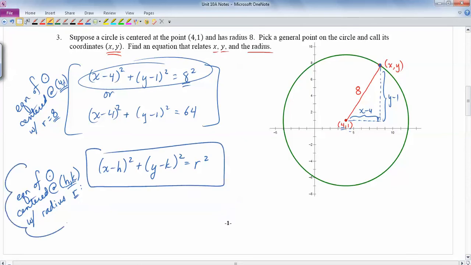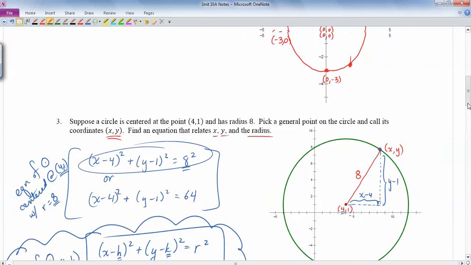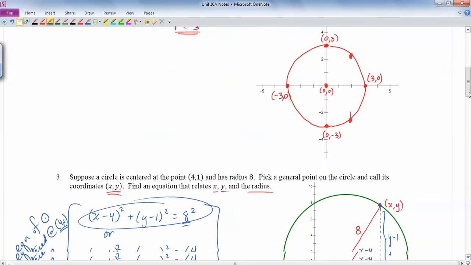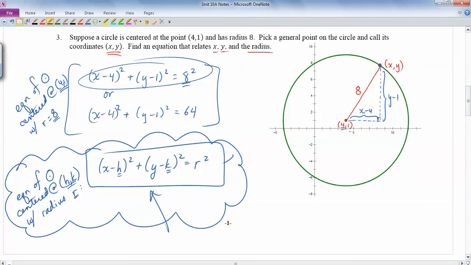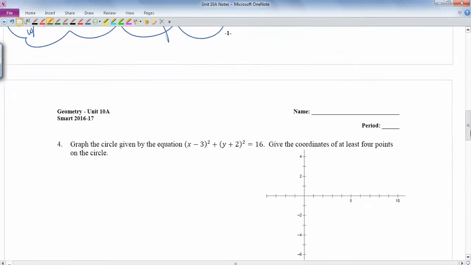So this is kind of the takeaway for this. Now it turns out this is all you need, because if it's centered at the origin 0, 0, then h and k are zeros, and you end up with the equation that we got in number 1 right here. Right? Okay, so this is a huge idea for this unit right here. This gives you the equation of a circle centered at h, k with radius r. Okay, let's take a look at the next one.